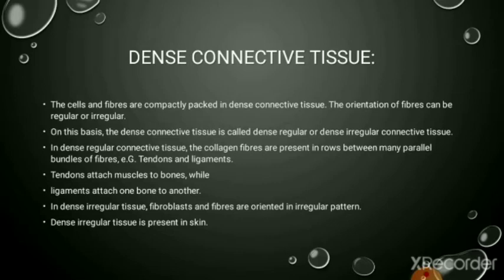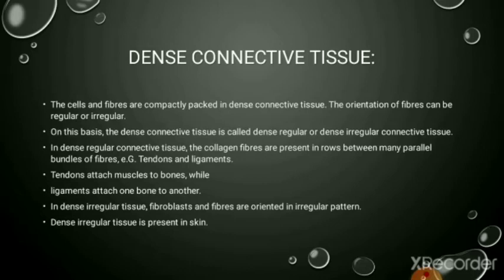These are the two types of dense connective tissue that we will discuss. On the basis of fiber arrangement, it is called dense regular or dense irregular connective tissue. In dense regular connective tissue, the collagen fibers are present in rows between many parallel bundles of fibers.